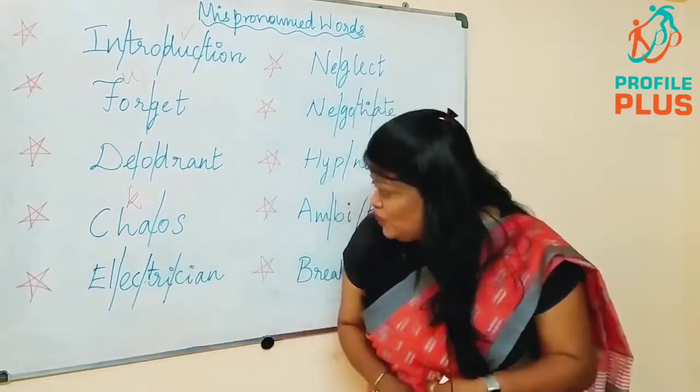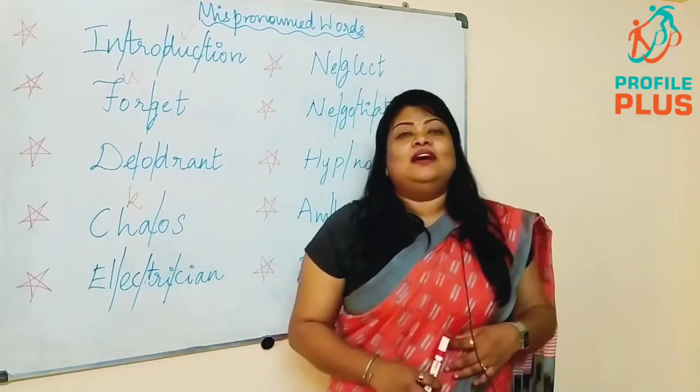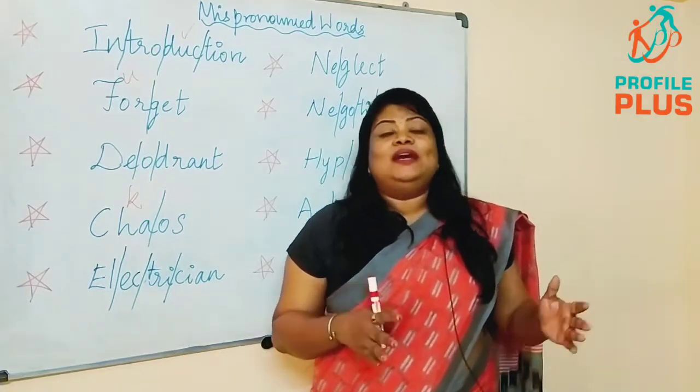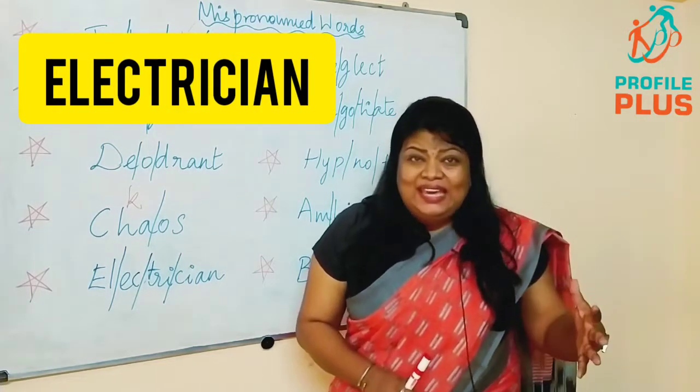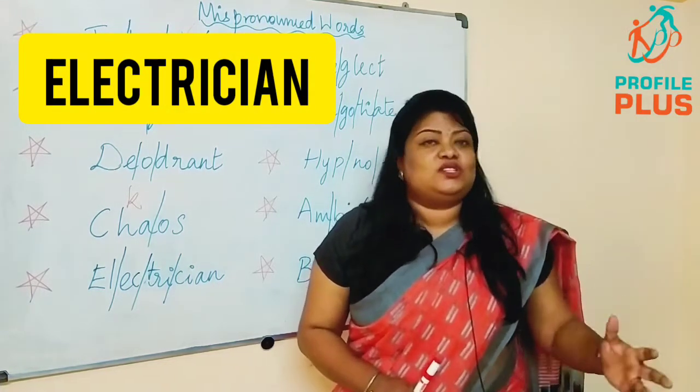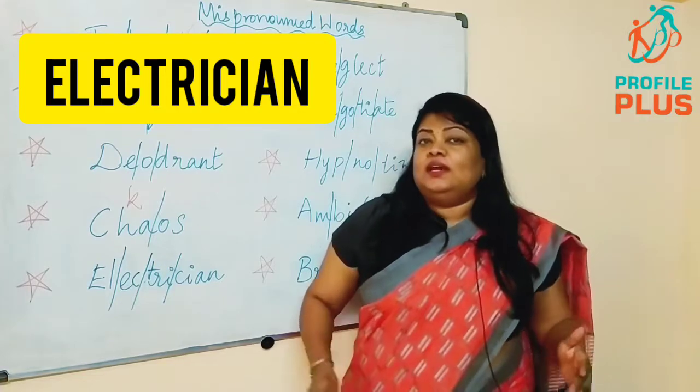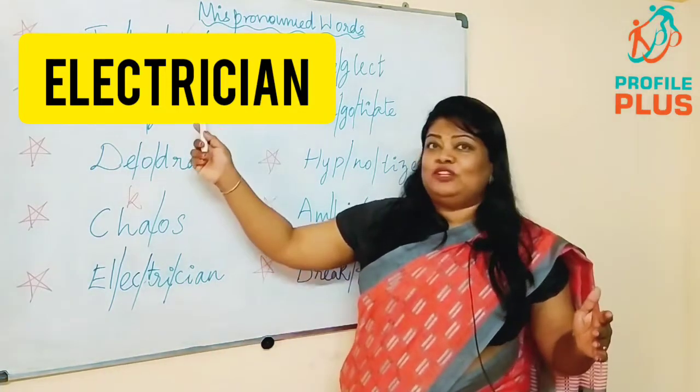So how do you say this? Chaos. The next word here is, again, a very frequent word, electrician. Okay, it's not E exactly, it's L, electrician. Electrician. You remember what is the clue I gave you with the first word?